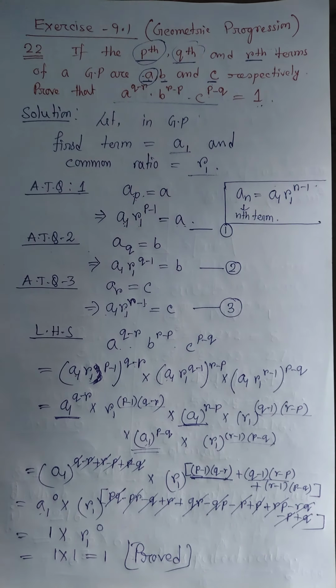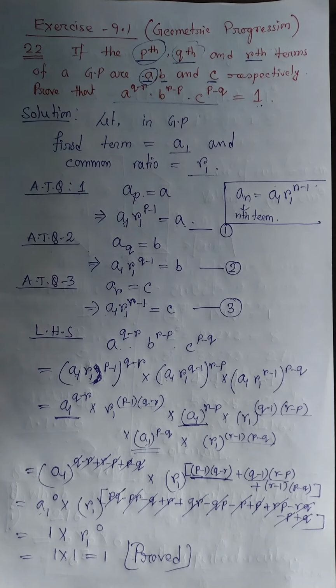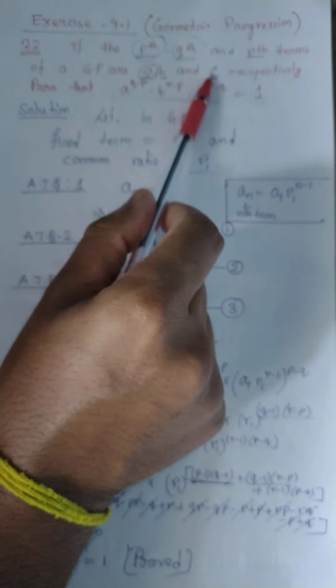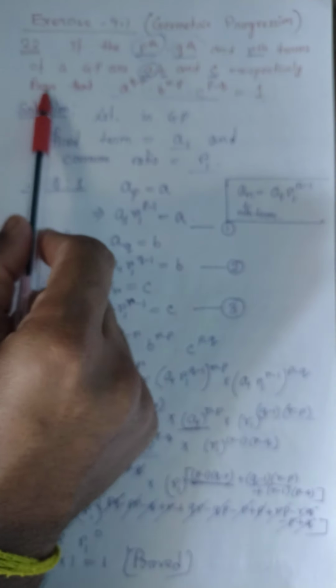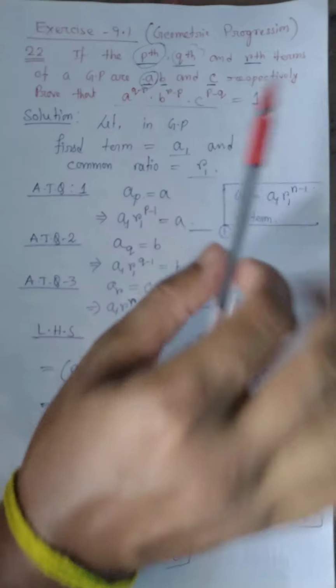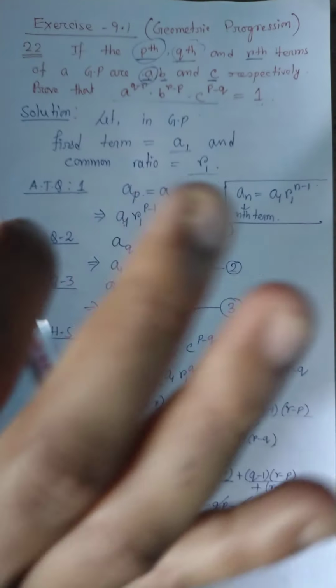It is one topic from sequence and series. What is the question? The question is: if the pth, qth and rth terms of a GP are A, B and C respectively, then prove that A^(Q−R) · B^(R−P) · C^(P−Q) is equal to 1. Whatever you have to prove, leave it like that only. Firstly, what is given? Just focus on that.